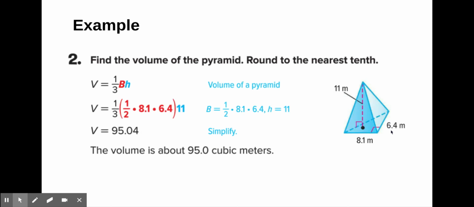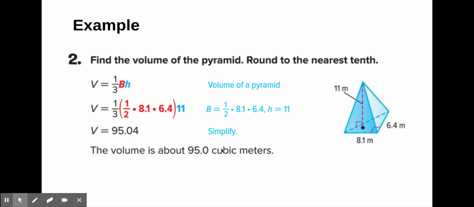So the next one. Here we have a triangular pyramid. Notice how we have our formula, 1/2 the base times the height, or little b times the height, for this one right here. So here's our base, here's our height, and we take 1/2 of that, and that gives us the area of our base. And then we multiply this times our height of 11, and then we divide that by 3, and get our answer: 95 and 4/400, or about 95 cubic meters.